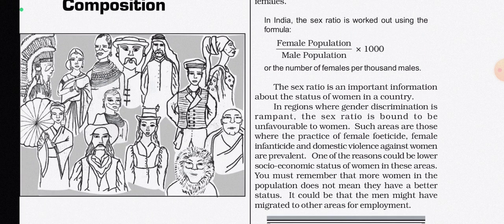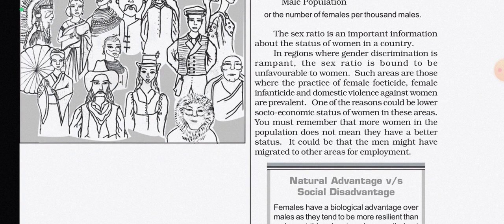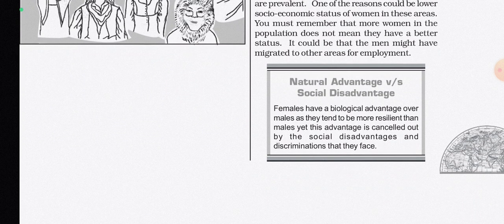The sex ratio is an important information about the status of women in a country. In regions where gender discrimination is rampant, the sex ratio is bound to be unfavorable to women. Such areas are those where the practice of female foeticide, female infanticide, and domestic violence against women are prevalent. One of the reasons could be lower socioeconomic status of women in these areas. You must remember that more women in the population does not mean they have a better status. It could be that the men might have migrated to other areas for employment.